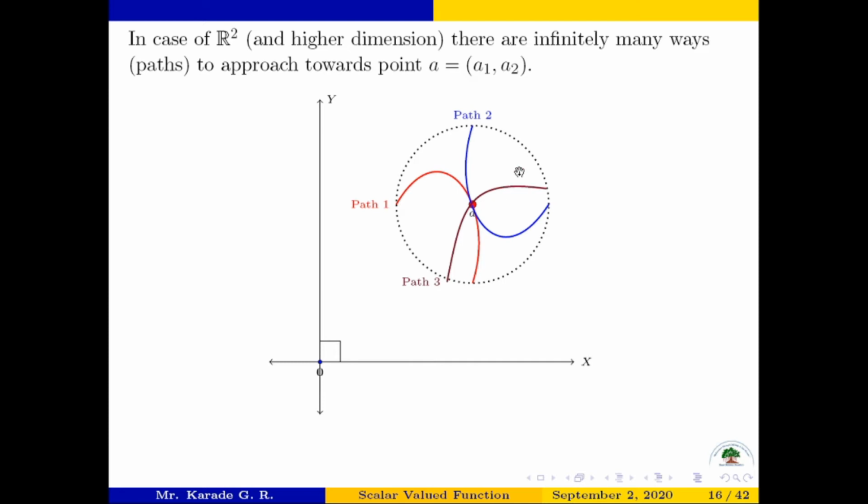Similarly, how many paths can we draw through point A? How many ways are there to approach towards A along the paths? We can draw infinitely many paths through the point A. That is why we can approach towards point A along infinitely many paths. Okay, so that is the thing.